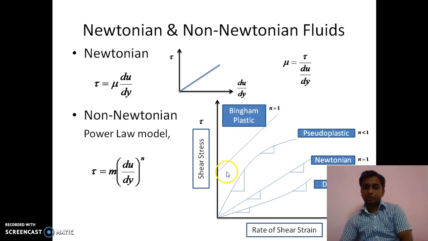Such types of fluids are known as Bingham plastic. Here n is equal to 1 because it is showing a linear relationship, and in addition to this term, this amount of shear stress will be present here.